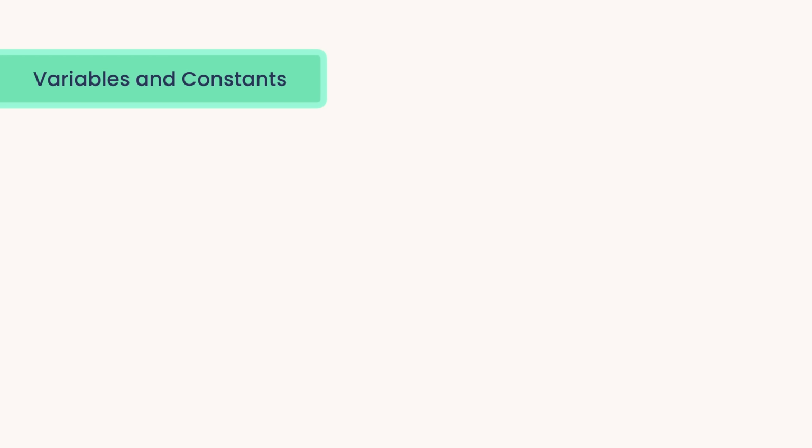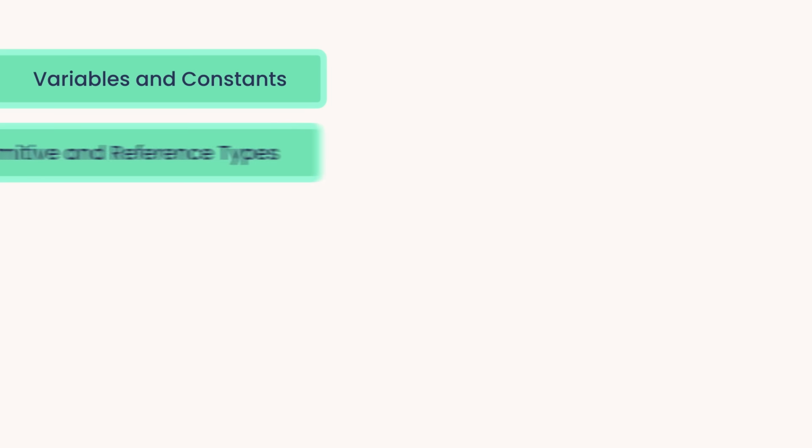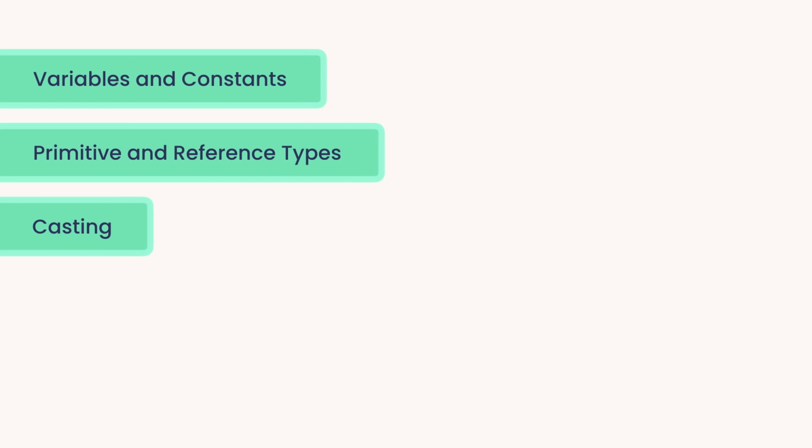So in this section, you learn all about variables and constants. You learn about primitive and reference types. You learn that primitive types store simple values, but reference types hold references to complex objects. That's why we call them reference types. You also learn about casting and type conversion.